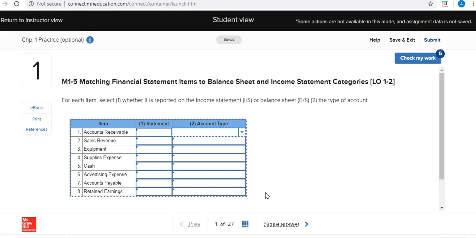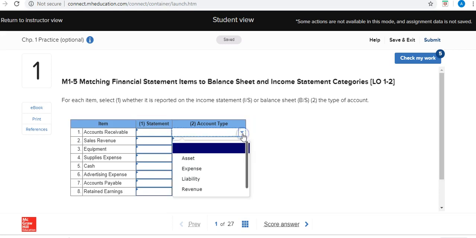We're going to work on part 2 here, the account type of each item, and then what financial statement it appears on. Let's begin by reviewing account types, and I'm going to click on the drop-down menu here so we can see our various options. The first option, assets, are economic resources controlled by the company, which are expected to produce a benefit for the company in the future. In other words, we're going to use the assets to help us run the business and generate revenue in the future.